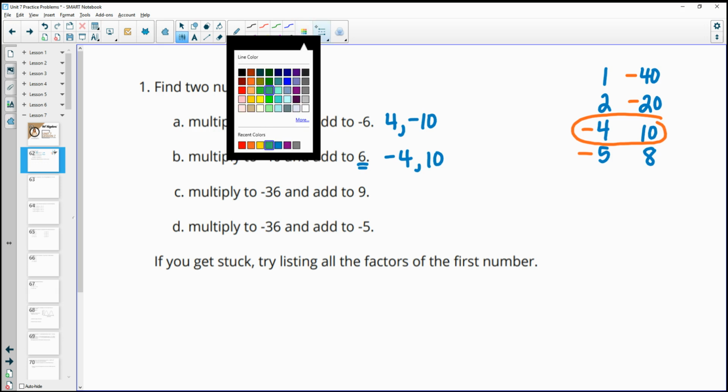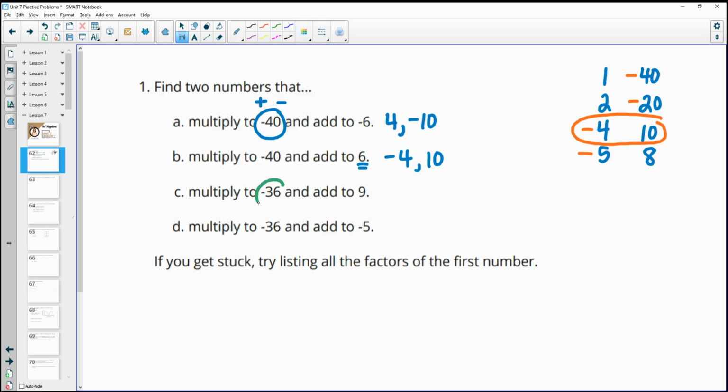Then part C is asking us to do the same thing, but for negative 36. So again, I'm going to have 1 times 36. 36 divides by 2, and that gives us 18. 36 divides by 3 and gives us 12. It also divides by 4 and gives us 9. It is not divisible by 5. It is divisible by 6, and that is 6.